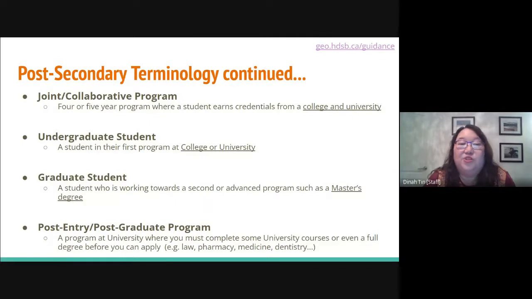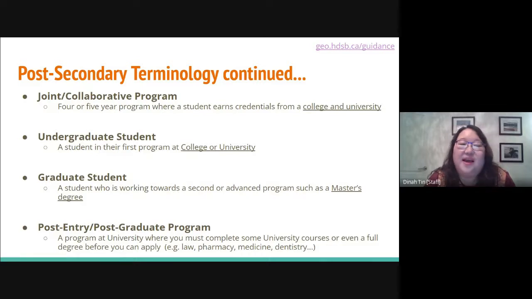There are also what we call joint and collaborative programs. So they're 4 or 5-year programs where students earn credentials from a college and university. I recently talked to someone from St. Lawrence College, and she mentioned that they have a business degree or program that you could start at St. Lawrence College and then continue, I believe it's with Laurentian University, and then you would get both a college and university credential.